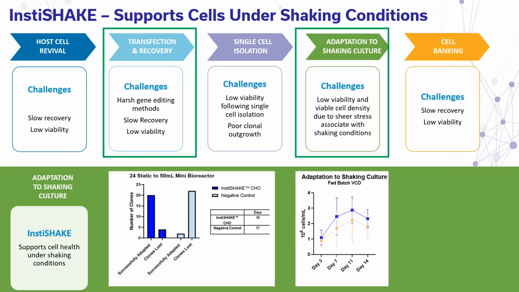To recap the final data sets presented today, whilst some clones adapt seamlessly to shaking conditions, others struggle with low viability and poor viable cell density, which ultimately leads to cell death. The data clearly shows that InstaShake supports cells to adapt to shaking conditions, saving scientists time, labour and consumable costs during the clone expansion process.